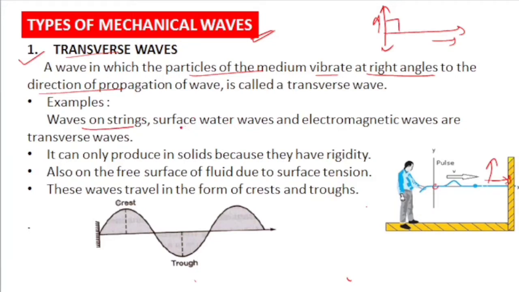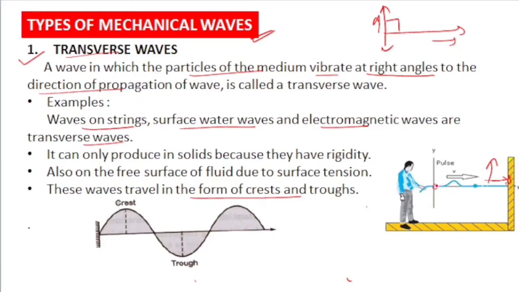It is also produced in surface water waves, right? Electromagnetic waves, all these are transverse waves. These are examples of transverse waves. When a transverse wave is produced, it always travels in the form of crest and trough. What do you mean by crest?